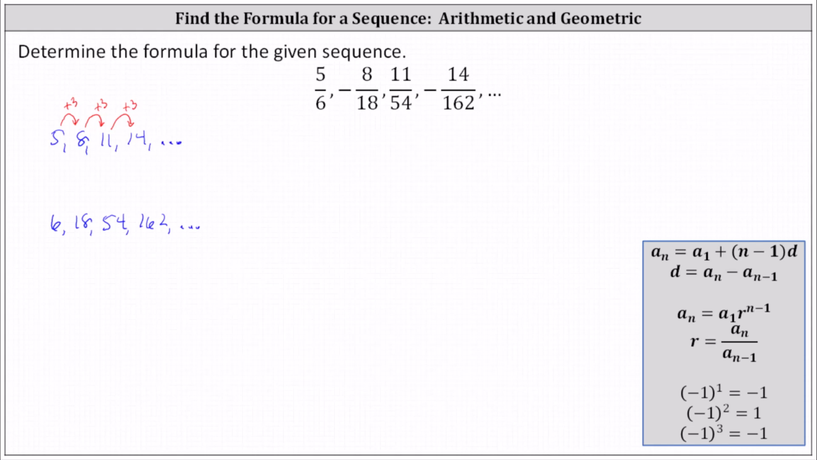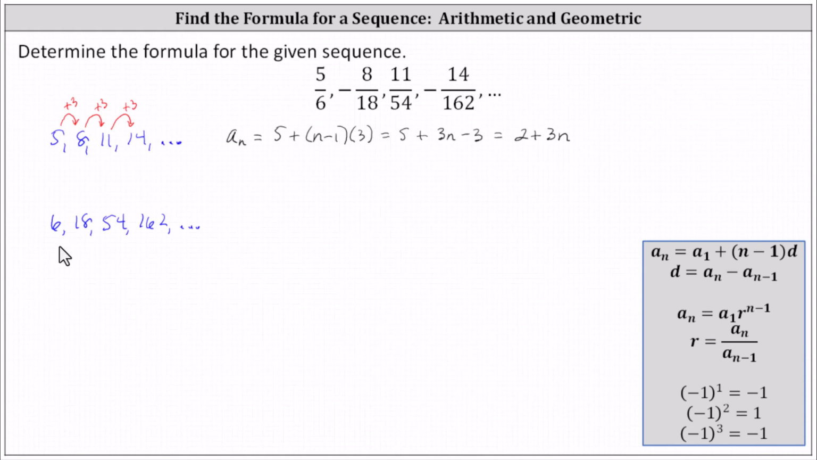The formula for the arithmetic sequence is a sub n equals a sub 1, the first term of 5, plus the quantity n minus 1 times the common difference d, which is 3. Let's go ahead and simplify this by distributing the 3 and combining like terms. This gives us 5 plus 3n minus 3, which equals 2 plus 3n. And now let's consider the sequence of denominators.